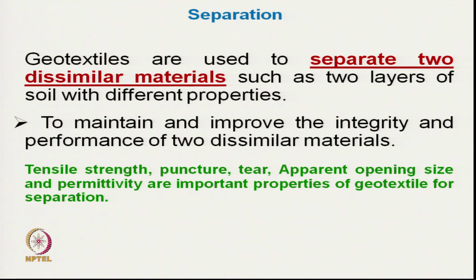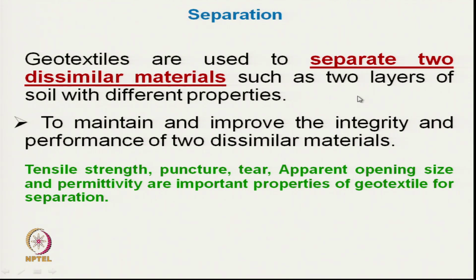Now, coming to separation. Geotextiles are used, as I have mentioned, to separate two dissimilar materials, such as two layers of soil with different properties. One is larger size, another is smaller size. It is used to maintain and improve the integrity and performance of two dissimilar materials. They should not mix together, to have better strength.